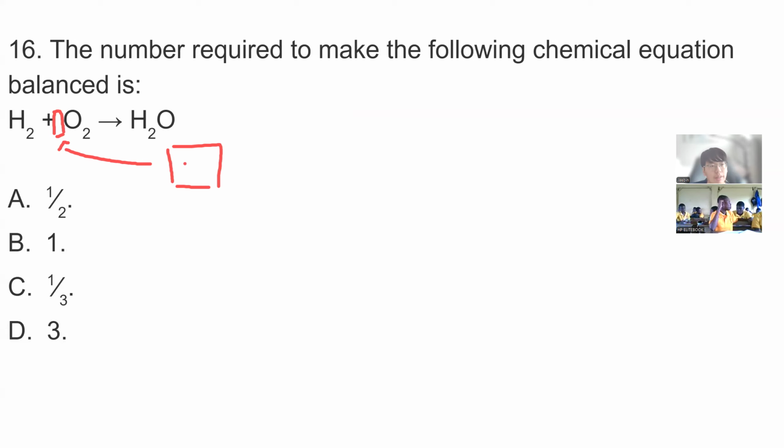It will be A. It needs to have 1/2 multiplied to O2 because on the right side it has 1 oxygen, but on the left side of this equation it has 2 oxygen atoms. So we need to multiply by 1/2 to make the number of oxygen atoms equal. Hydrogen atoms are already equal, since we have H2 on the left and H2 on the right. I went through this on the next slide.